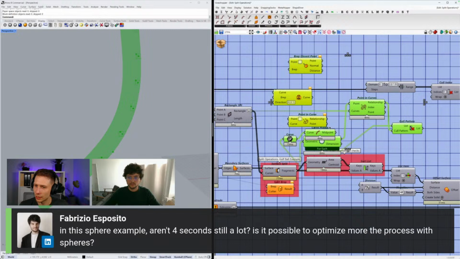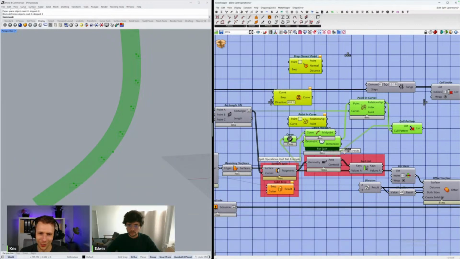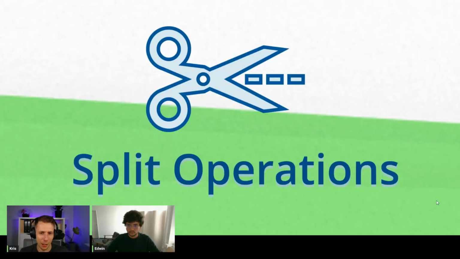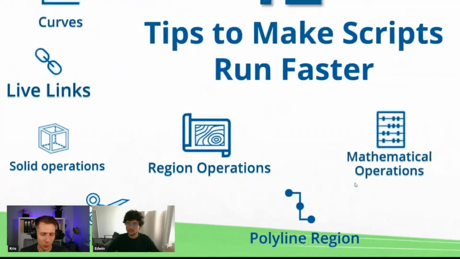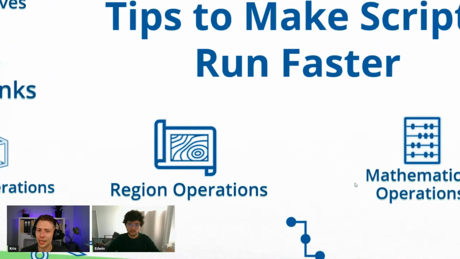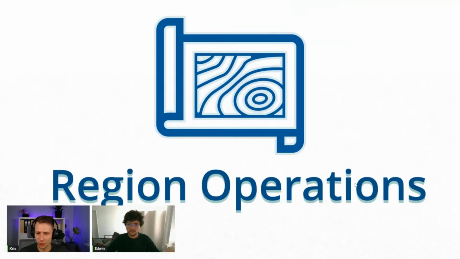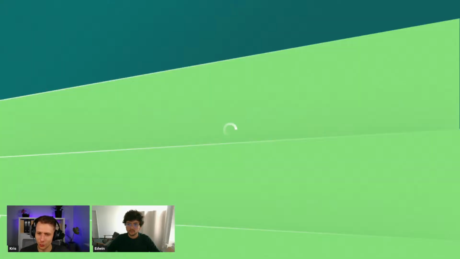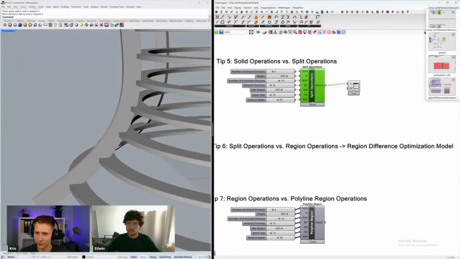Just before going to the last one, with the sphere example, we have a question from Fabrizio. 4 seconds is still a lot. Is it still possible to optimize? And this is for sure. We are going to the next one. So we've been talking about the split operation. It was faster, but still not that fast. Now we are going to the next one, which is the region operation. So we are going to be much faster.